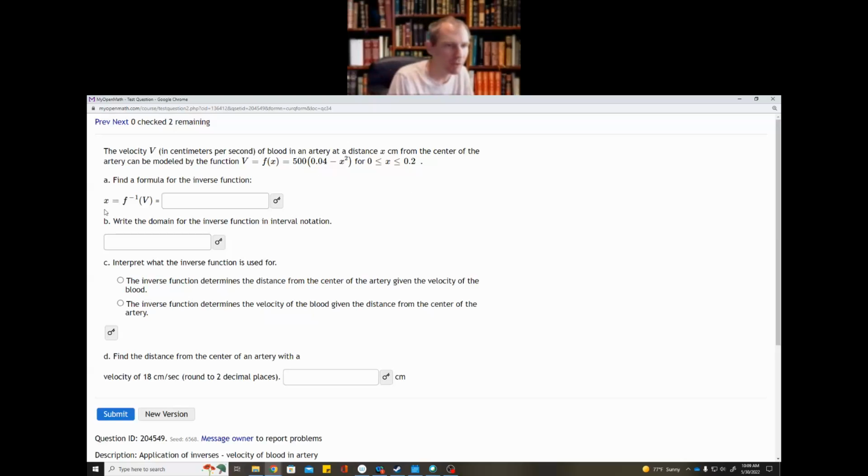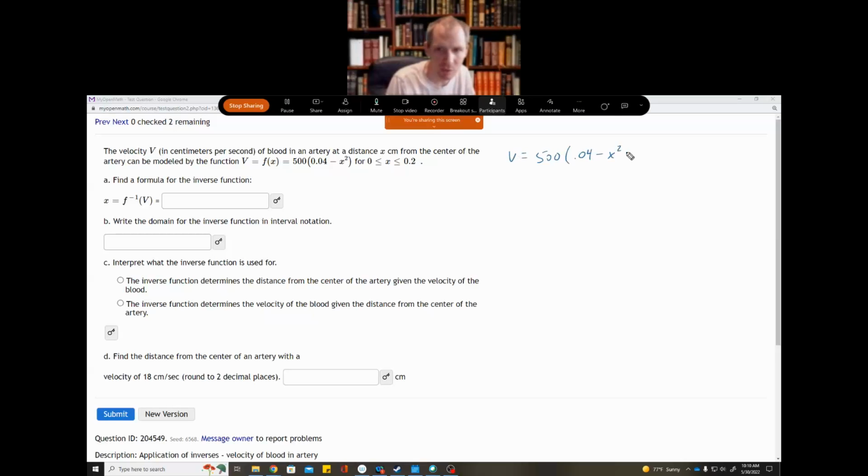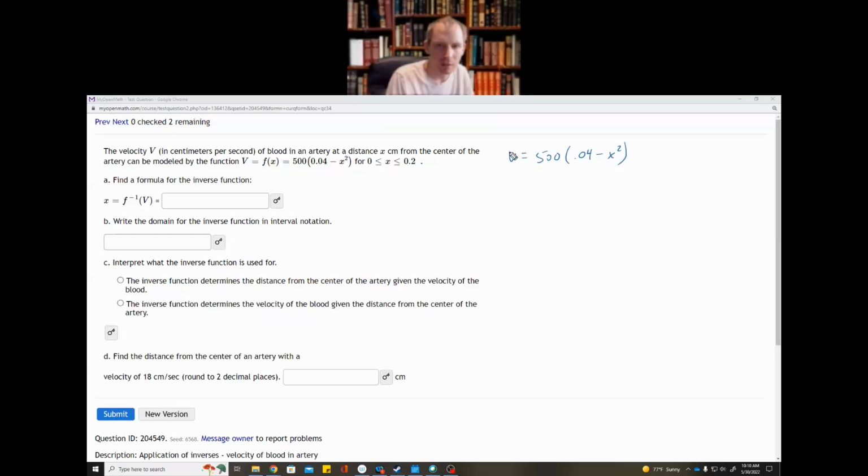All right, find a formula for the inverse function. So what we do when we find the inverse is the input and outputs swap roles. So here I have v equals 500 times (0.04 minus x squared). And I've solved for v, so I have v as a function of x. The inverse is going to be x as a function of v, and that's what they're giving you with this notation here. X equals, and we have this inverse function where the input variable is v.